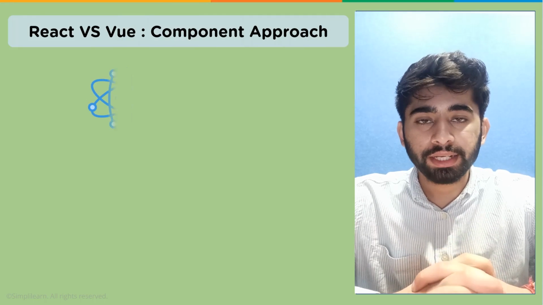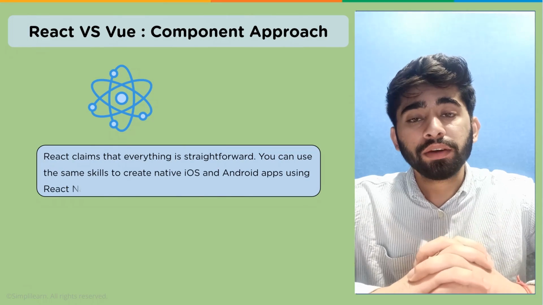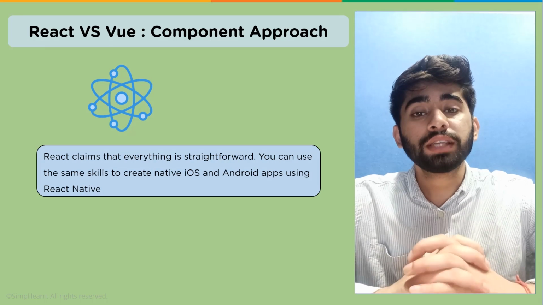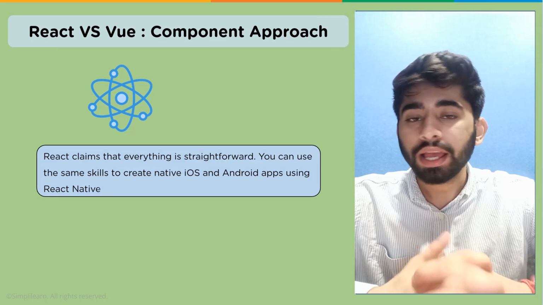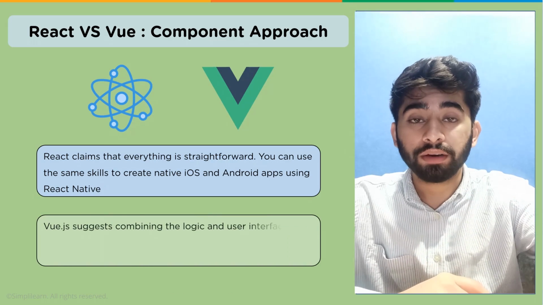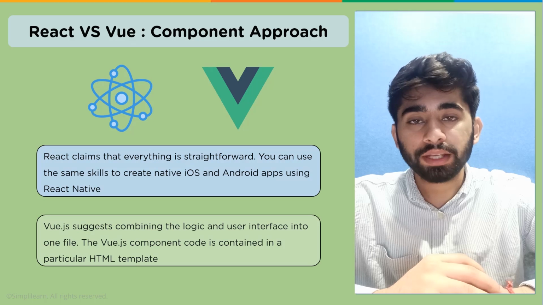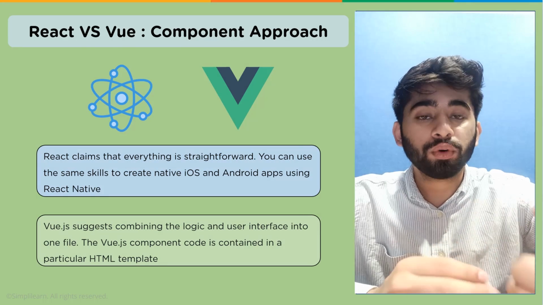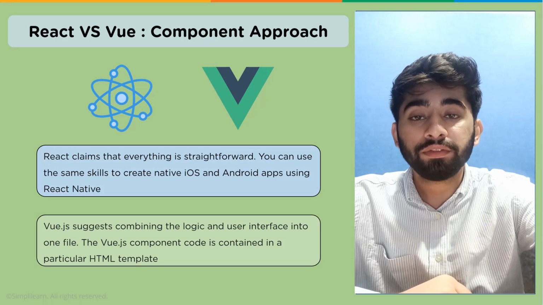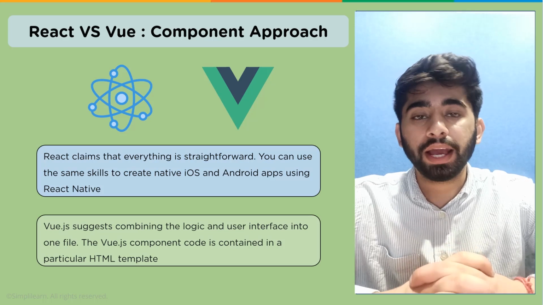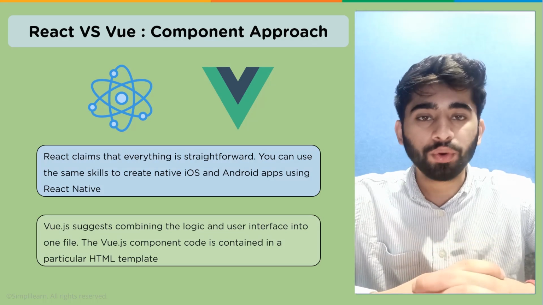Now, let's see the component approach between React.js and Vue.js. First, React claims that everything is straightforward. You can use the same skills to create native iOS and Android apps using React Native. Here, Vue stuff. Alibaba Group's Weex project, a cross-platform UI framework, has formal support from Vue. With Weex, you can simultaneously design components for iOS and Android as well as browser using the same UX syntax.